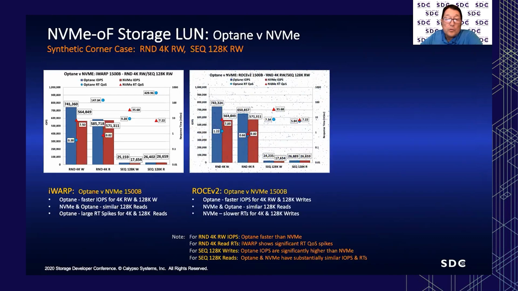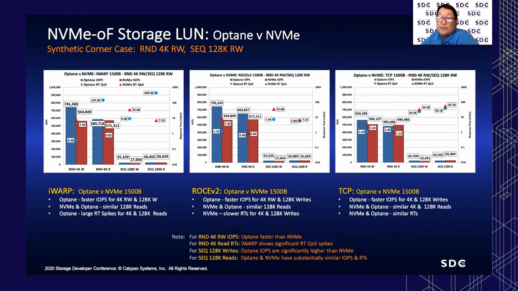In the middle case, we're looking at ROCEv2. So here you can see blue is higher than red in the first 2 columns, and additionally in the third column, 24,000 to 17,000, but substantially equal for the right side. So again, sequential 128K reads are the same, but for the 4K read write and the sequential 128K read write, Optane is faster than NVMe. You can also see that NVMe has higher response times for the write workloads. And in the last case, we're looking at TCP.